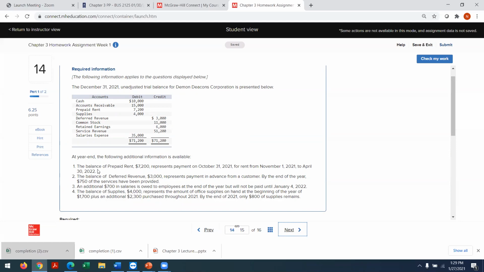That looks like it's 6 months of rent, right? But how many months have been used up? November and December, 2. So we need to adjust this to show we no longer have 7,200 sitting here because we've used up 2 months of it. Okay? So you'll want to figure out how much this is monthly and then do a debit to your expense and you credit your asset.